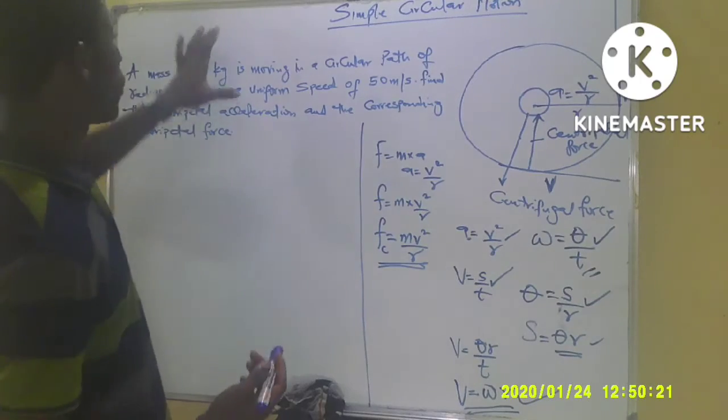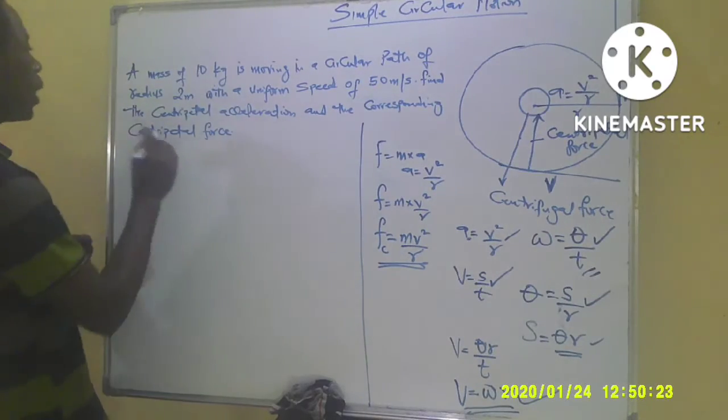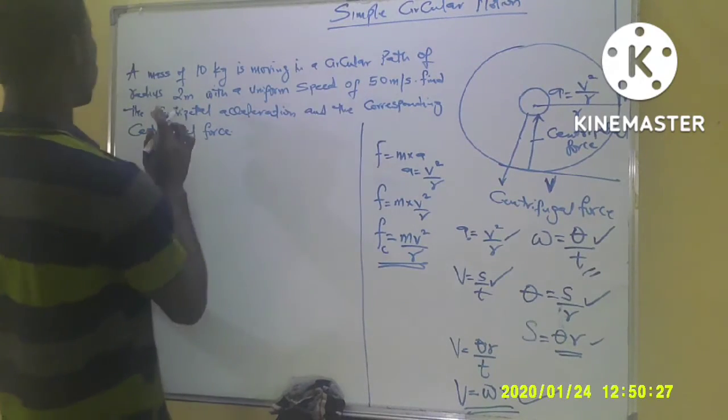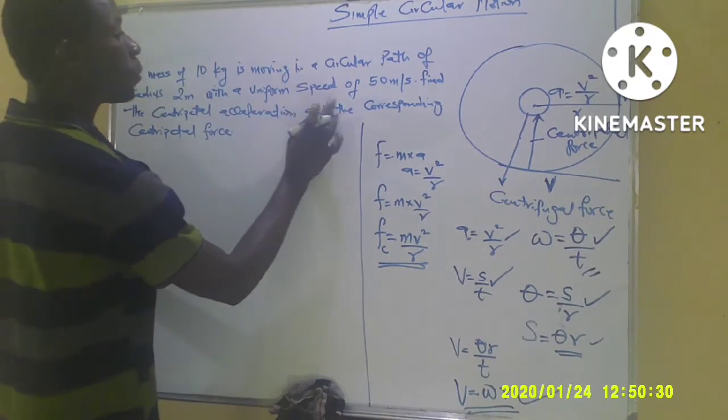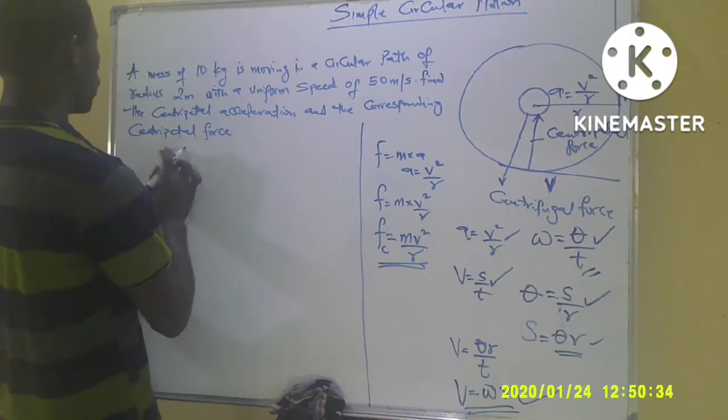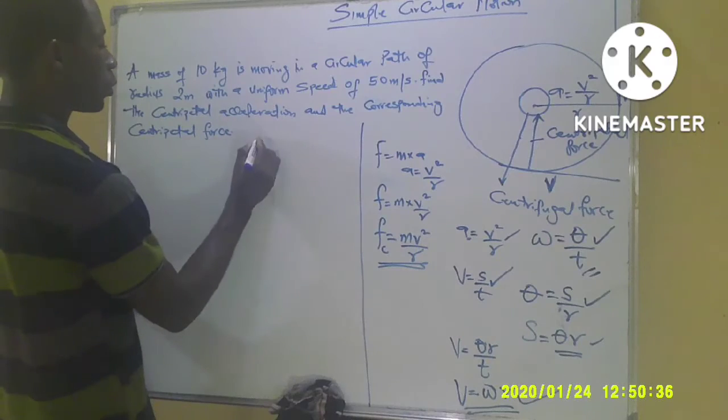So let's quickly treat this question before we go. Now, a mass of 10 kg is moving in a circular path of radius 2 meters with a uniform speed of 50 meters per second. Find the centripetal acceleration and the corresponding centripetal force.